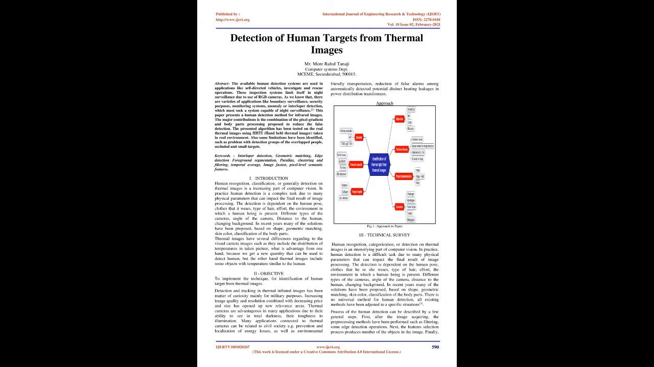The major contribution is the combination of the pixel gradient and body parts processing, proposed to reduce the false detection. The presented algorithm has been tested on real thermal images using HHTI, handheld thermal imager, taken in a real environment. Also some limitations have been identified, such as problems with detecting groups of overlapped people, occluded and small targets.